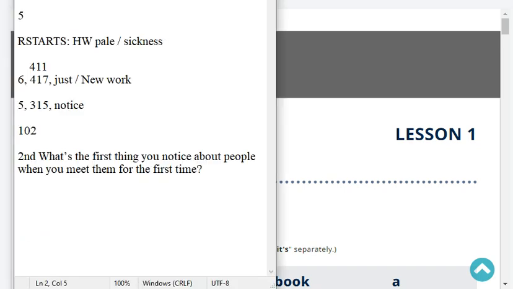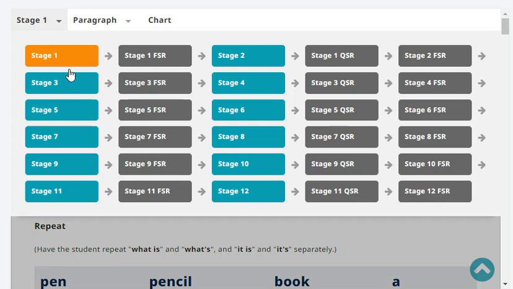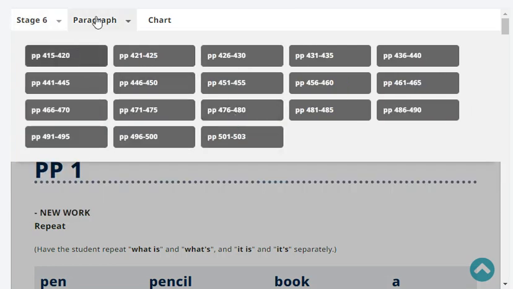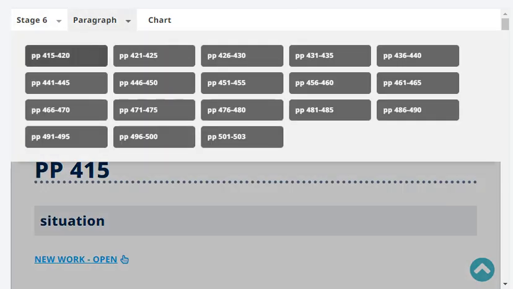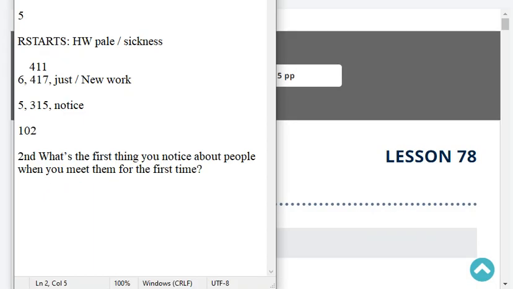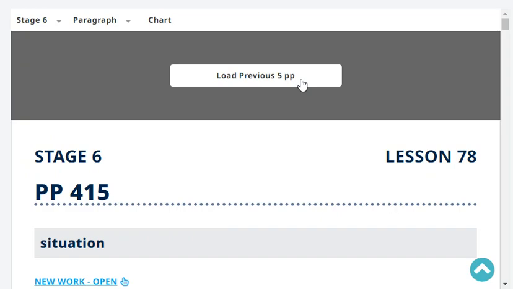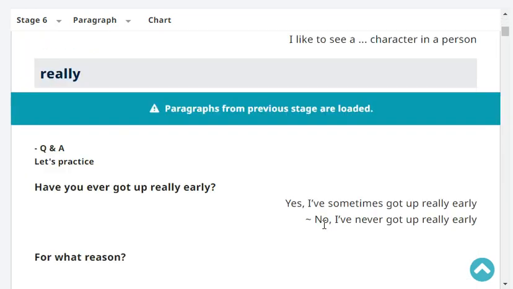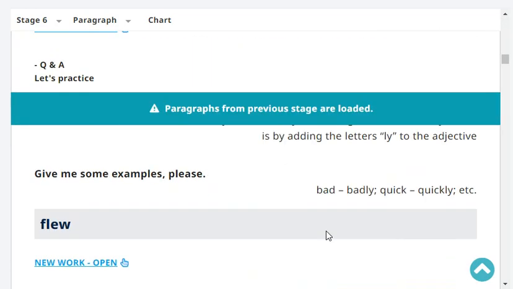We are now at stage 6, page 417. Okay, 417, and our last headword was just new word type of lesson. Okay, so let's start with our revision. Ready? Okay, here we go.